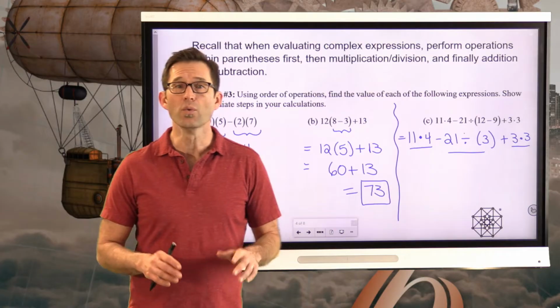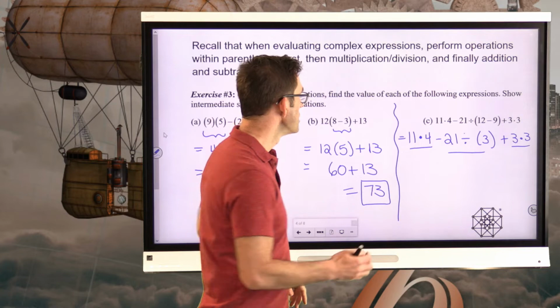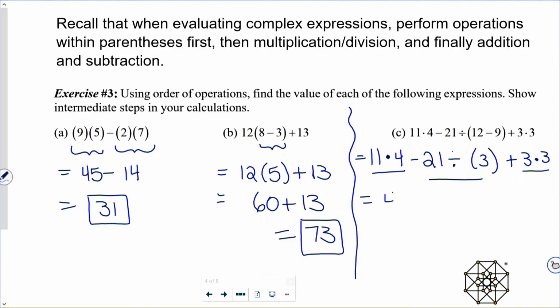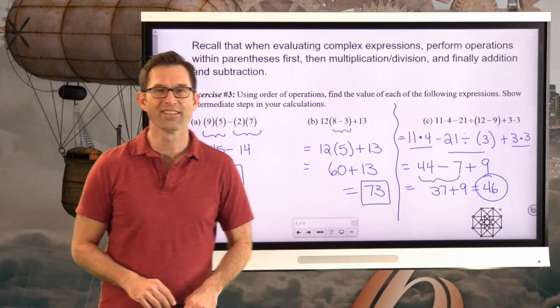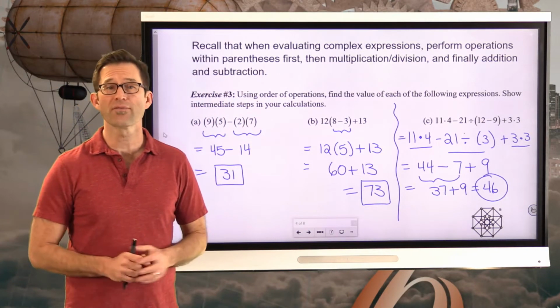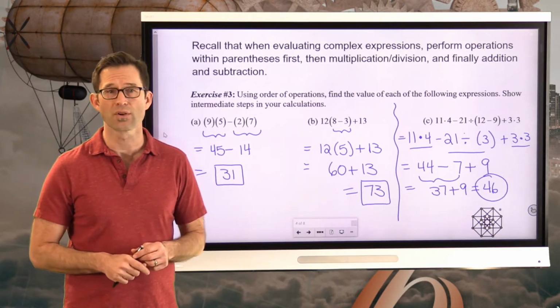Okay, so I want to do each one of those, just doing this one minus this one plus this one. So I've got 11 times 4, which is 44, minus 21 divided by 3, which is 7, plus 3 times 3 is 9. Right, now I can figure out what 44 minus 7 is, and that's 37. Then plus 9 gives me 46. All right, and that's it, right? Not too bad. We just have to be careful. We've got to do our multiplication and our division, then our addition and subtraction.